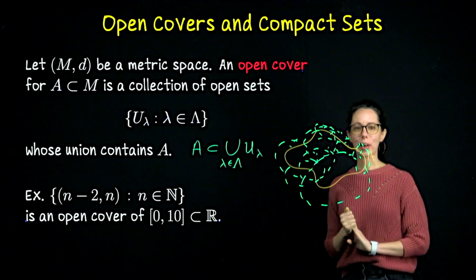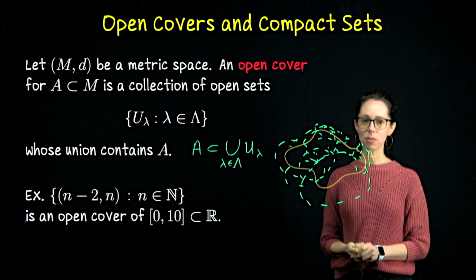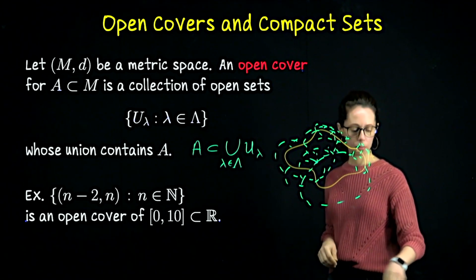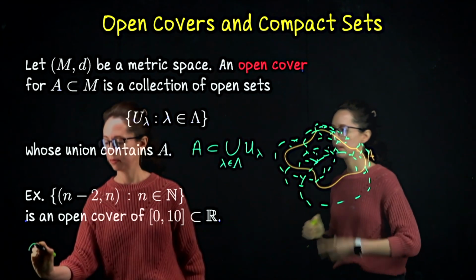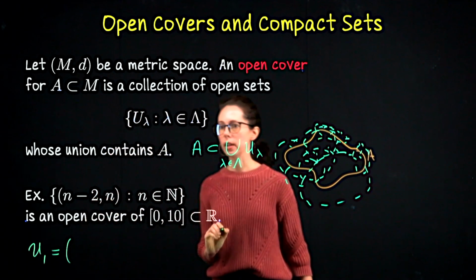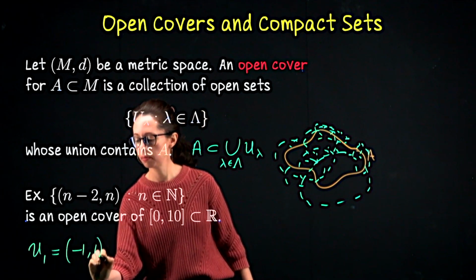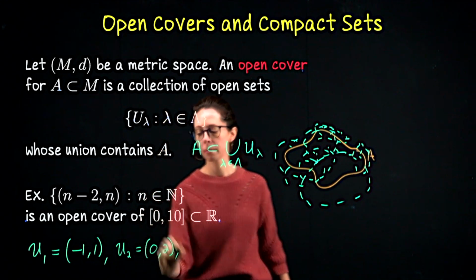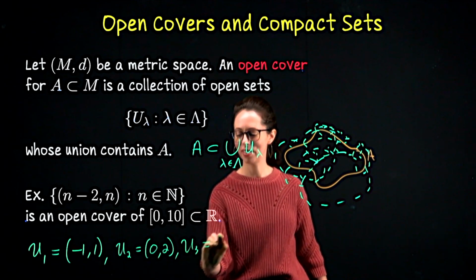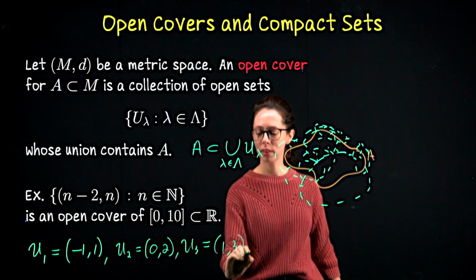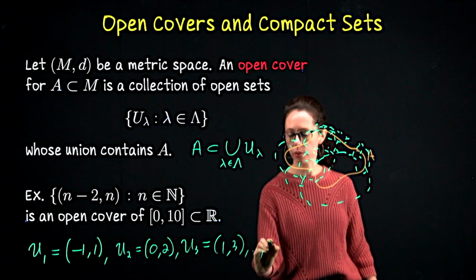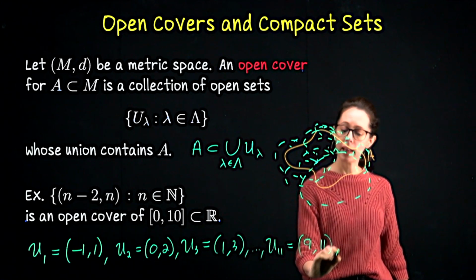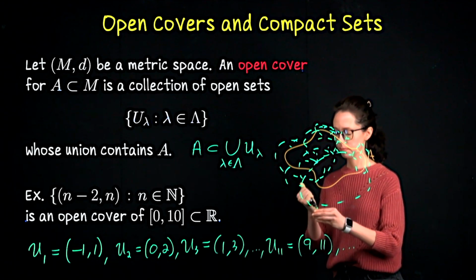Let's look at this example down here. So I have a collection of open intervals. I have an open interval for every single natural number. So the first one, maybe I'll write them out. U sub 1 is the open interval from -1 to 1. And then U sub 2 is the open interval from 0 to 2. U sub 3 from, don't worry, I'm not going to write all of them, but from 1 to 3. And then if I kept going, I would get to, let's say, U sub 11, which is going to be from 9 to 11. And then I have infinitely more beyond that.